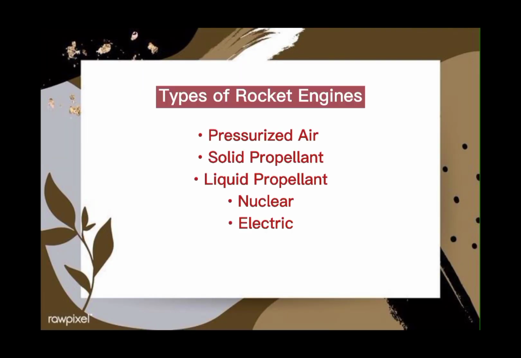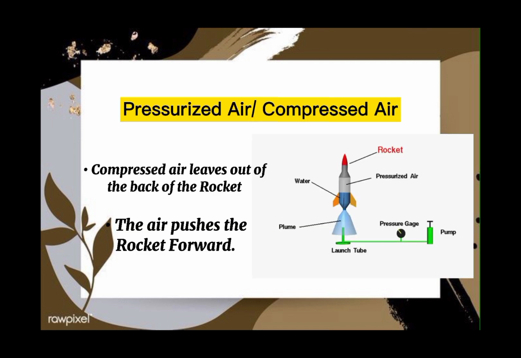To continue, let's talk about the 5 types of rocket engines: the pressurized air, solid propellant, liquid propellant, nuclear, and the electric. First, let's discuss the pressurized air or compressed air. Compressed air leaves out of the back of the rocket. When the rocket is placed on the launch tube, the body tube becomes a closed pressure vessel, and the pressure inside the body tube equals the pressure produced by the air pump. In that case, the air pushes the rocket forward.